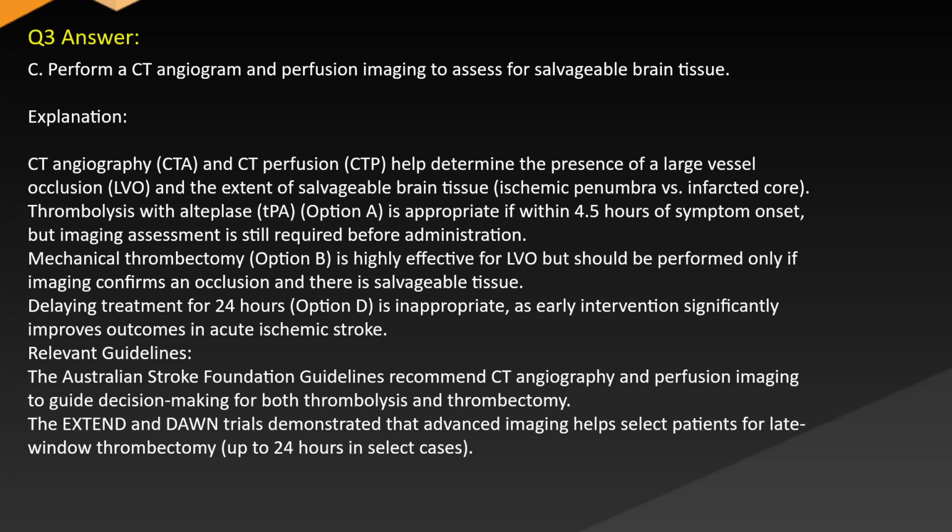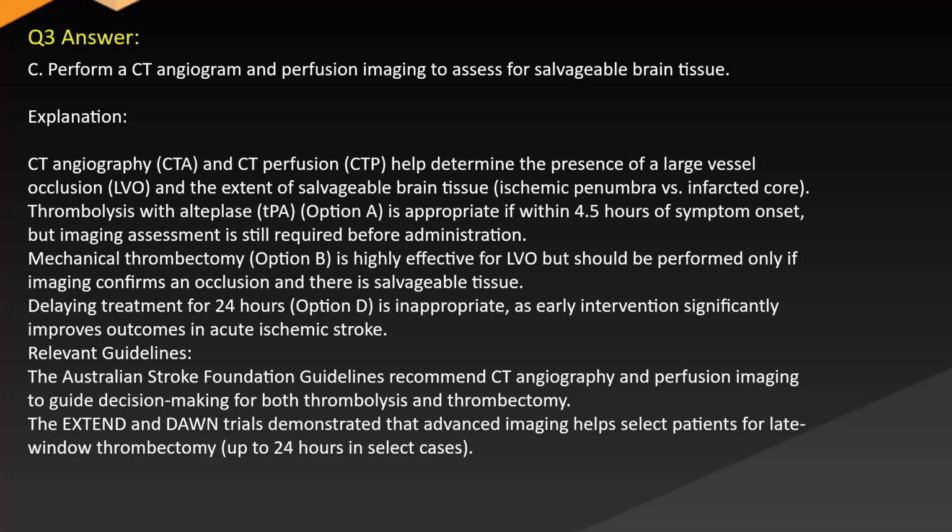Mechanical thrombectomy, option B, is highly effective for LVO but should be performed only if imaging confirms an occlusion and there is salvageable tissue. Delaying treatment for 24 hours, option D, is inappropriate, as early intervention significantly improves outcomes in acute ischemic stroke.